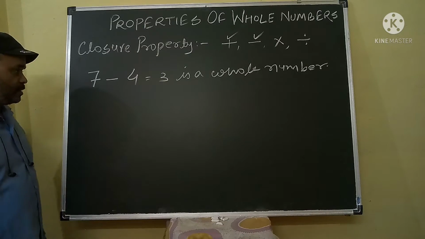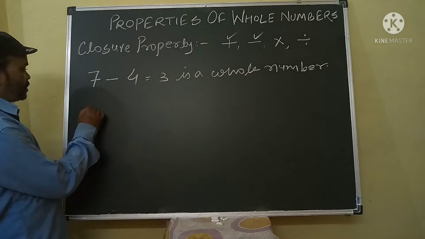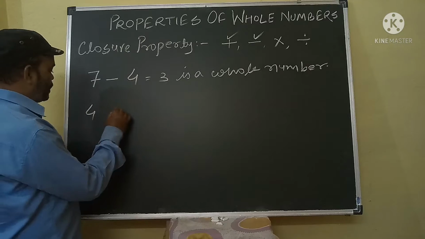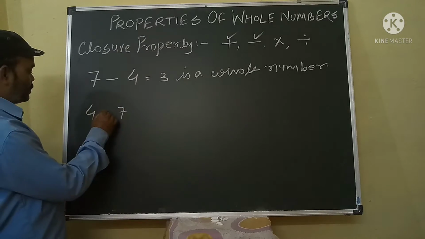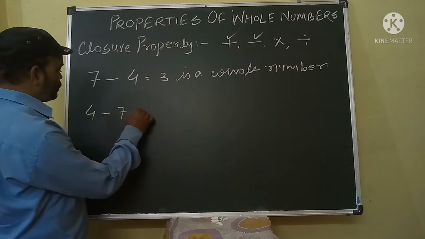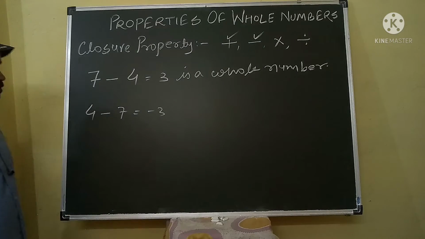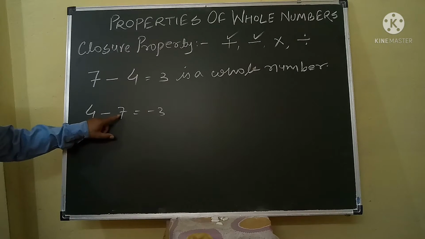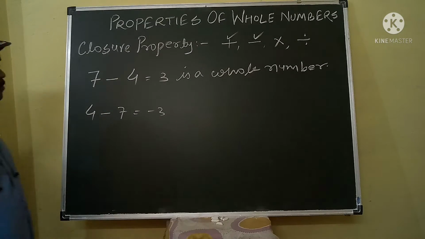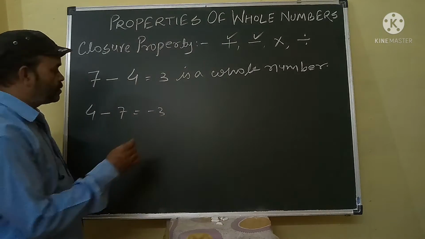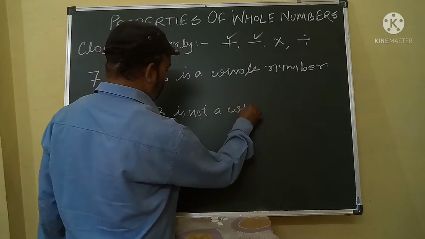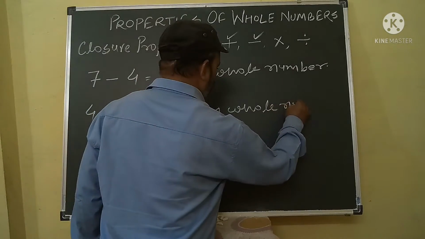Okay. I want to give one more example. Suppose this is 4. 4 is the first whole number and 7 is the other whole number. If you subtract 7 from 4, then you will get minus 3. That means minus 3 is not a whole number.